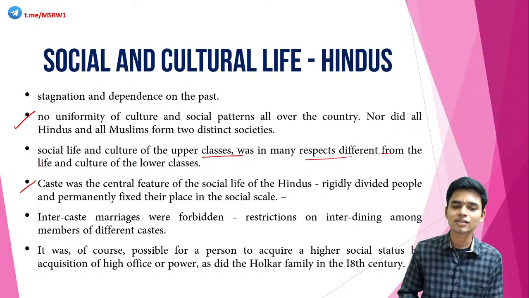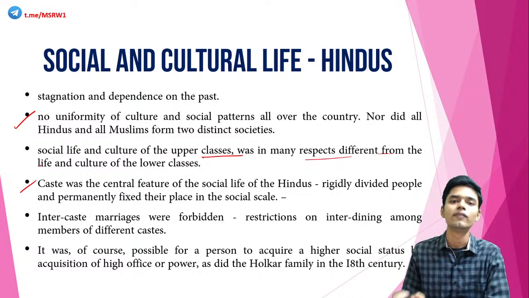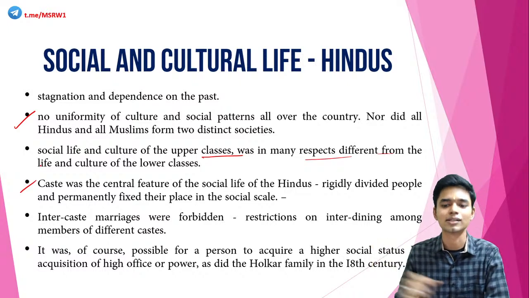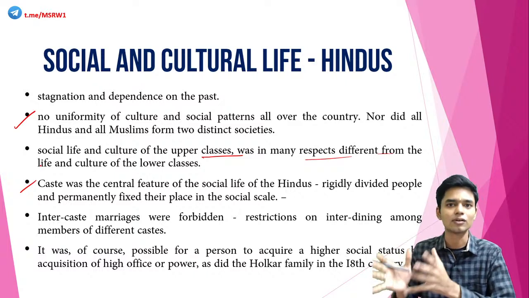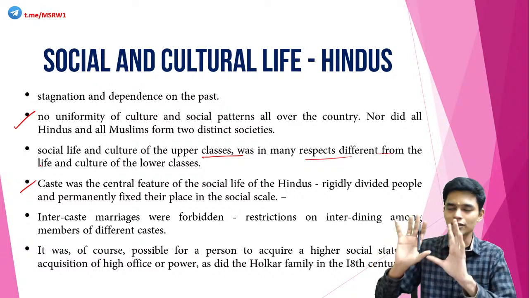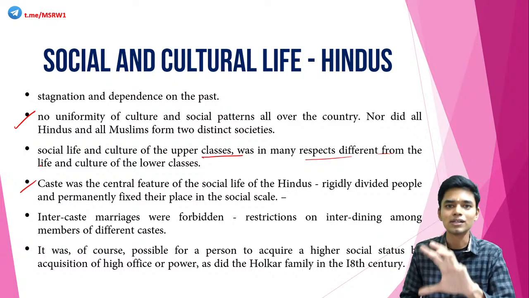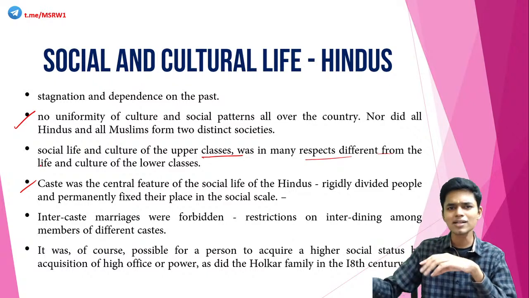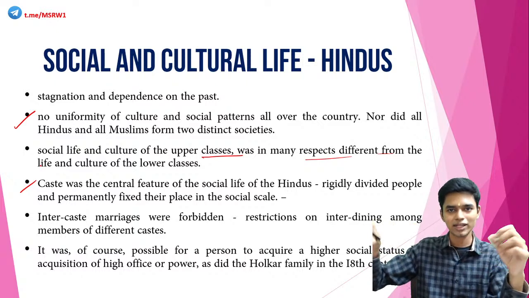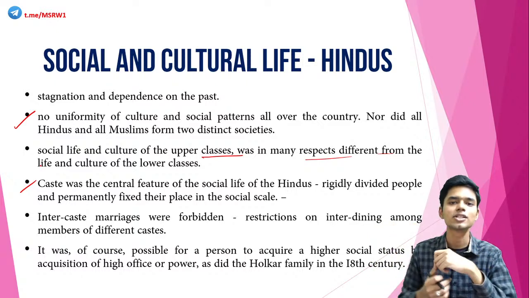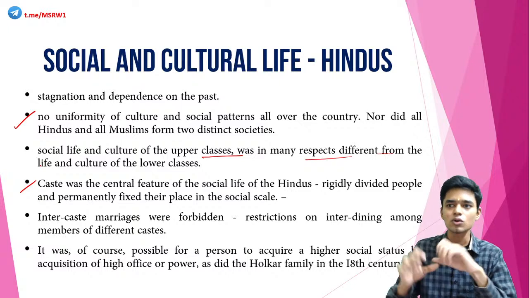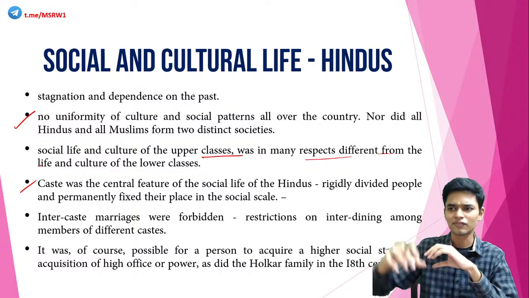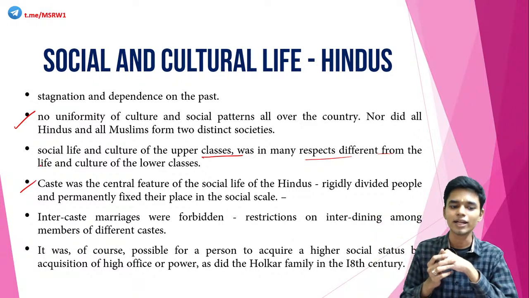Caste was still the central feature of Hindu religion. The social life of Hindus was still very much rigidly controlled by caste, where there was a clear division of people based on caste. It actually permanently fixed the position of a person in the society in a social scale. Intercaste marriages were forbidden. Interdining, meaning dining of people from various castes together, was also very much restricted. So a conservative kind of society existed with a very rigid influence of the caste system in India.